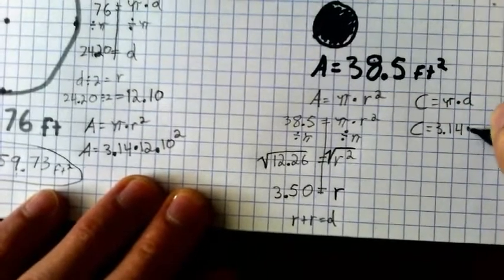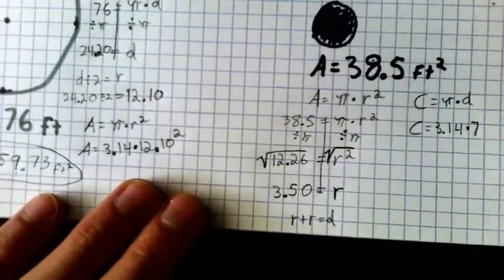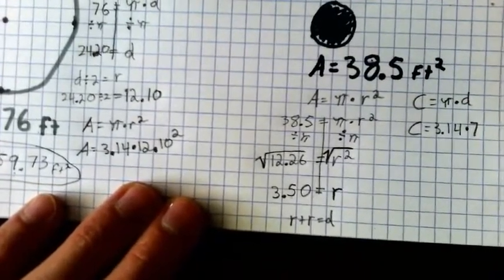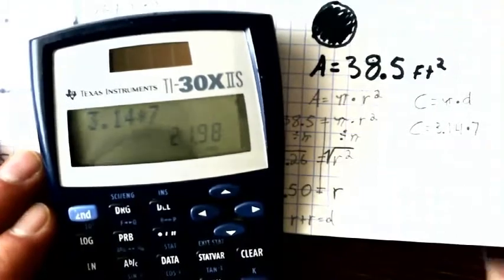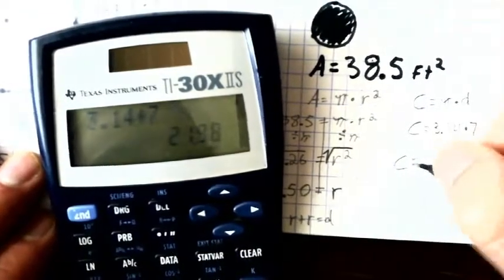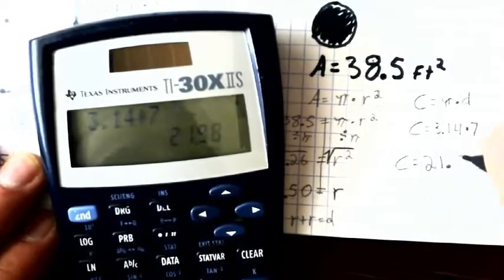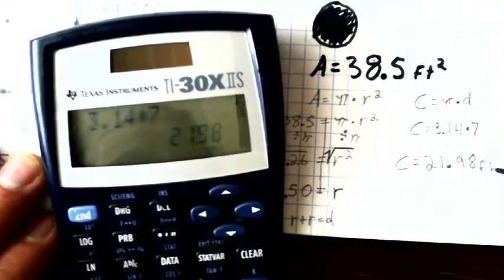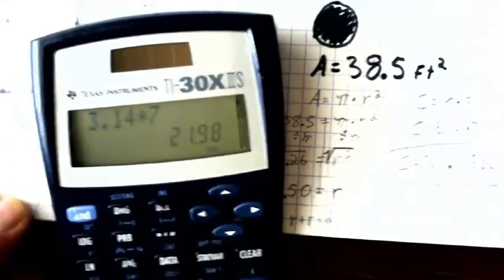3.14 times 7. Okay, so type that in, 3.14 times 7, and we get our answer of circumference equals 21.98, and this is feet again, so I'm just going to write feet. Now we're done with that problem.